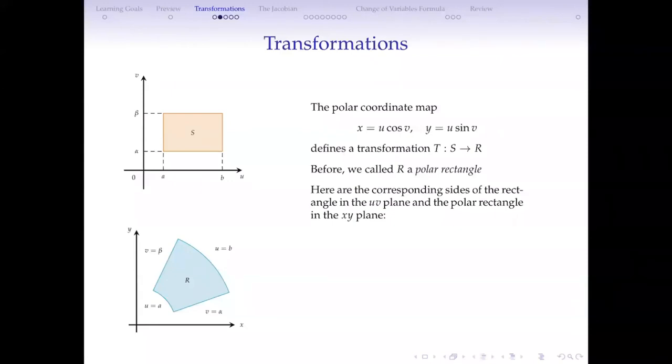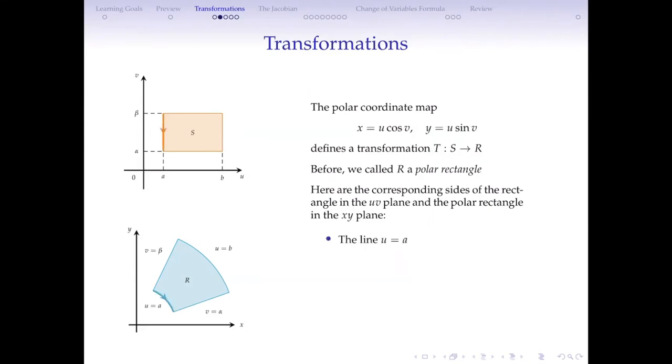So in order to prepare the way for discussing more general transformations from the UV plane to the XY plane, I just want to change some names. I'm going to change the name of r, the radial coordinate in the polar coordinate map, to u. And I'm going to change the name of the angle, the theta coordinate, to v. Otherwise, these formulas are just the same formulas with new names for the variables. They define a transformation from the UV plane to the XY plane, which maps the honest-to-God rectangle to the polar rectangle. Let me remind you how that works.